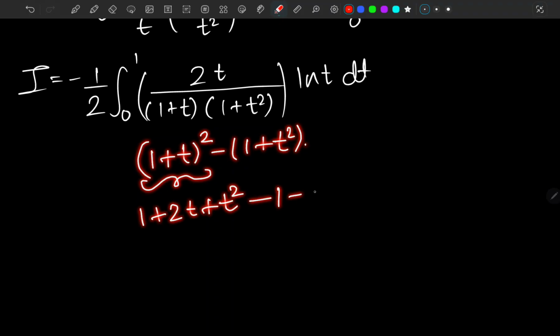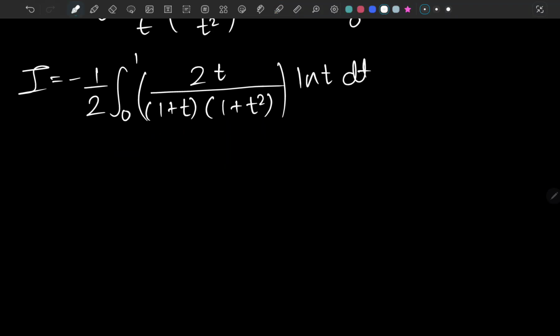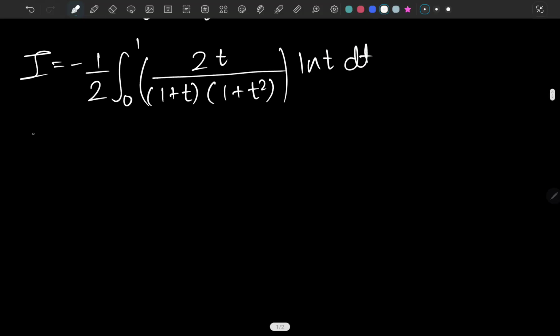And this is minus 1 minus t squared. So this minus t squared cancels out with this one, and this positive 1 is cancelled out with this one. So basically we're having 2t. That is why we can write 2t in terms of this one. And then something crazy is going to happen. Just wait for that. So it's negative 1/2 integral from 0 to 1.